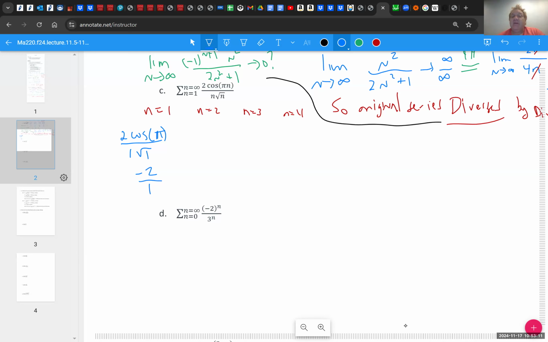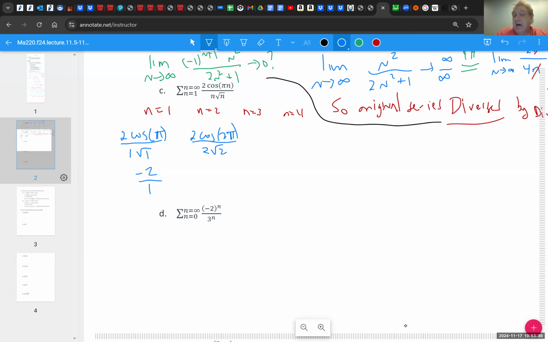If you want to grab your calculator and do cosine pi, that's fine too. You will get -1 as long as you're in radian mode, which calculus has to do with radian angles. So that is -2/1. We got a negative number out of it, even though there was no negative in the original formula. Let's see what happens for n equals 2. So we get 2 cosine of 2 pi over 2 root 2.